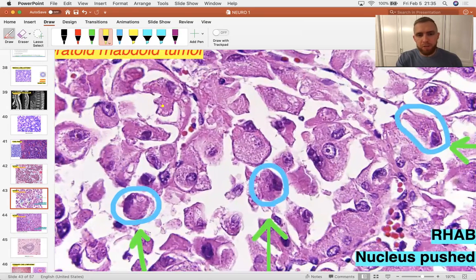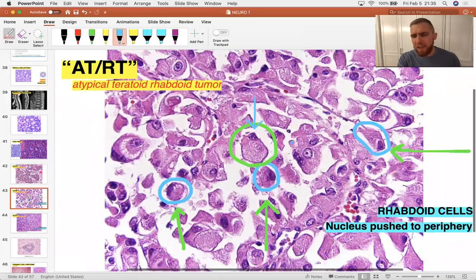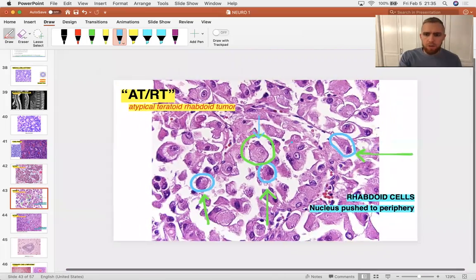Here is a brilliant example in the very middle. Let's circle it in green. Look at how the nucleus to this cell is just right there on the edge. It's living on the edge. So that's why this looks like a myocyte.